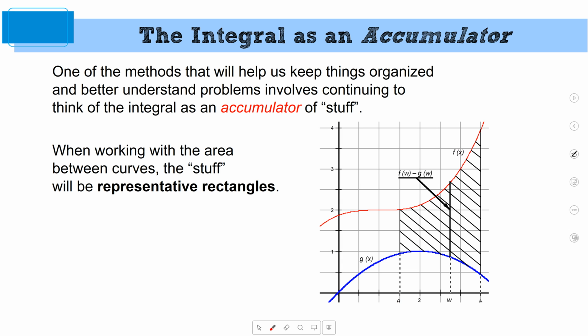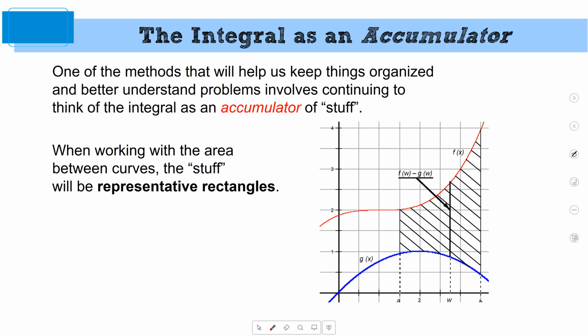Because remember, we talked about the integral being an accumulator. It adds up things. So if I can find the area of that one rectangle, I can use an integral to add up all the infinite number of rectangles throughout the whole problem, and boom, we got an answer. Okay. Now, that seems like a lot of overkill.